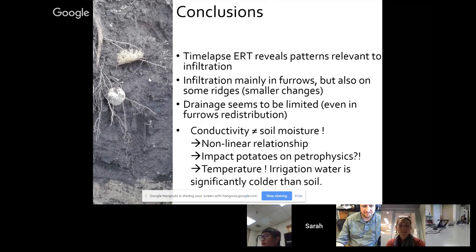And yeah, the temperature for me is an easy one we should probably have a look at. We often just use a temperature dissipation model in soil to at least get an idea of what could be the impact. Because the water was in summer really 10 degrees colder than the soil actually. So that could start having an impact on the petrophysics, of course, if we want to get to soil moisture.